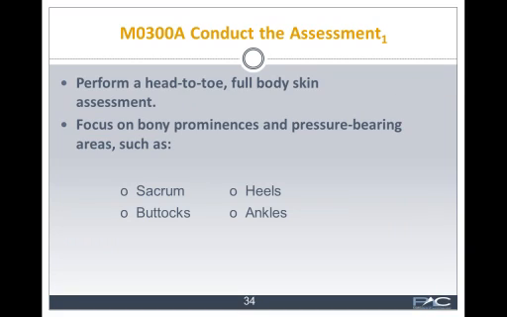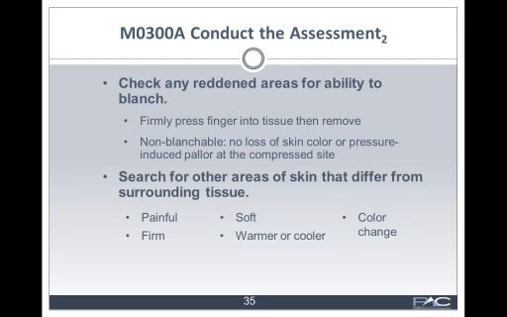Okay, and you're going to see this slide come up a few times, but you just want to make sure you conduct a full head-to-toe body skin assessment, focusing specifically on bony prominences or other pressure-bearing areas. Some examples are the sacrum, the heels, the buttocks, and ankles, which is where we commonly find pressure ulcers. You want to check any red areas for ability to blanch.